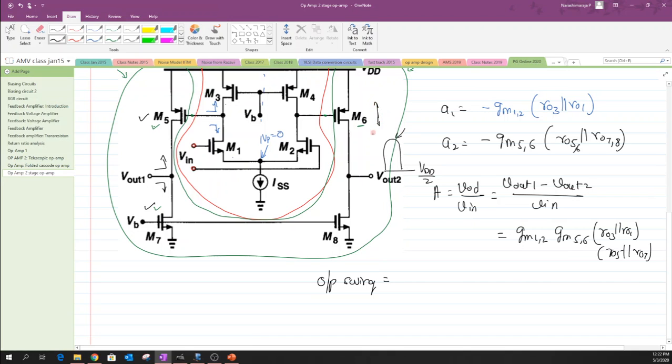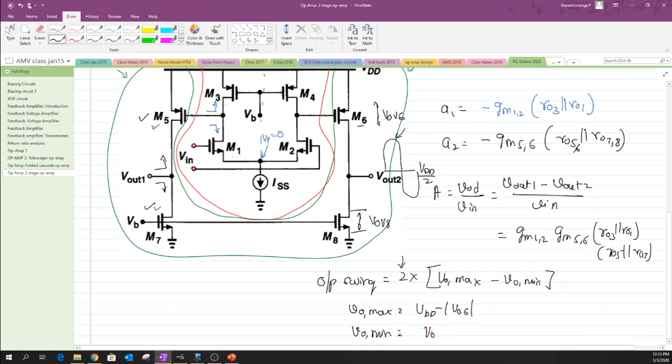leaves some sort of minimum drain to source potential, and we call that minimum voltage to be equal to VOV6, and when it has a minimum output swing, it also has to have enough room across the drain and source, which is nothing but a value of VOV8. Okay. So, based on this one could write, and just because the output is taken differentially, I add this factor 2 multiplied by the VO max minus the VO minimum, and the expression for this VO max is written as VDD minus the VOV of transistor 6, and the VO minimum is nothing but it's equal to VOV8.